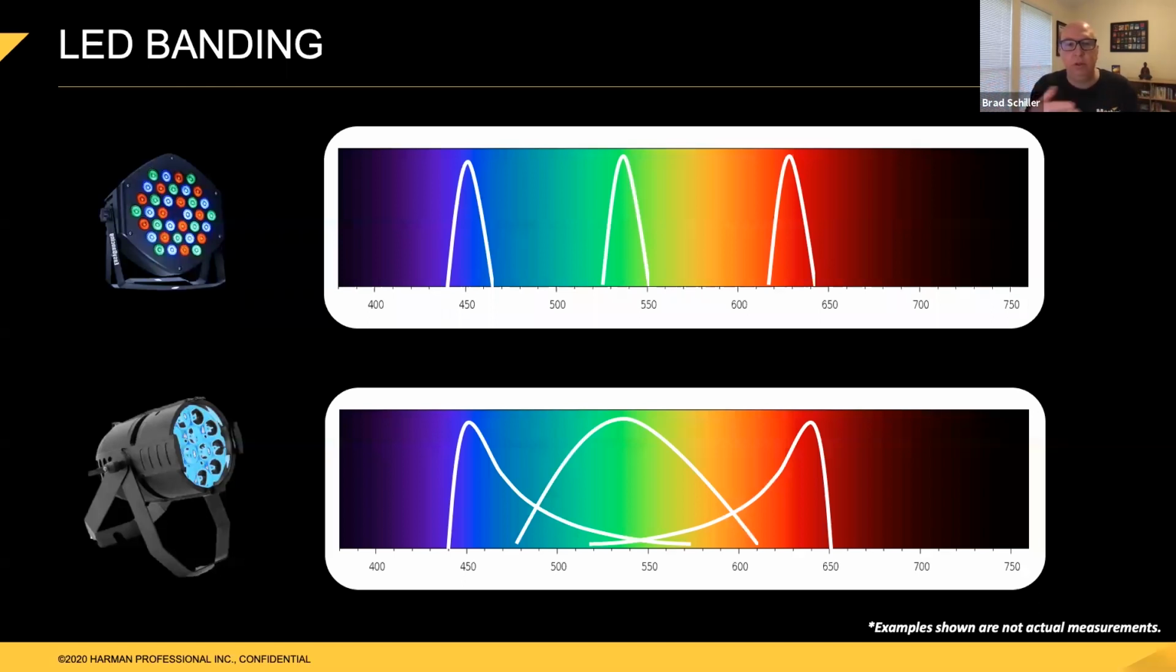So as you can see with these two charts here, it's pretty obvious which fixture is going to color mix better, the one with the wider banding. So again, it's very important that manufacturers think about this when purchasing LEDs, to purchase LEDs that have a wide band if you're color mixing.